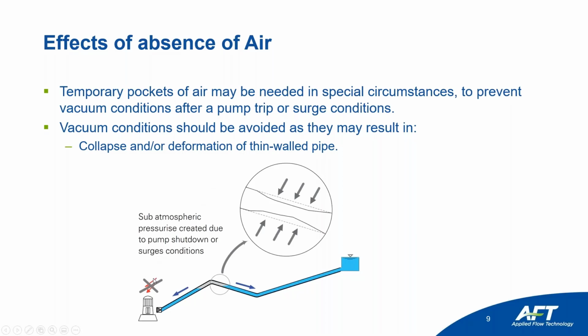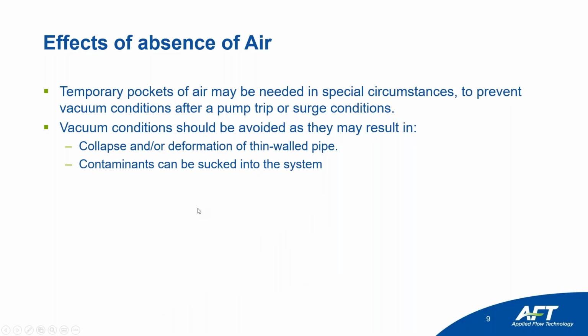Here we have a pump trip, and the water column reverses down to the pump, and it creates a pocket, a vacuum that can collapse your pipe due to surge problems. Also, contaminants can be sucked into the system. This is especially critical in the food industry.